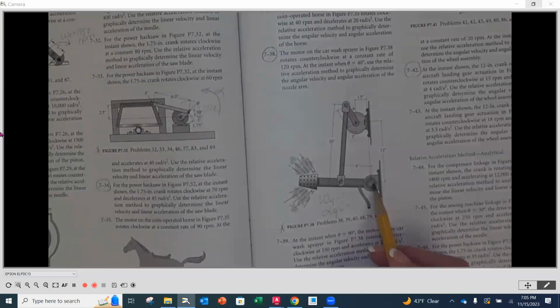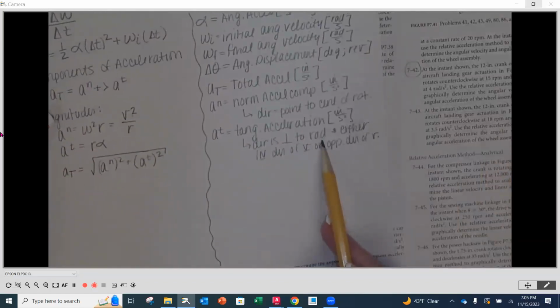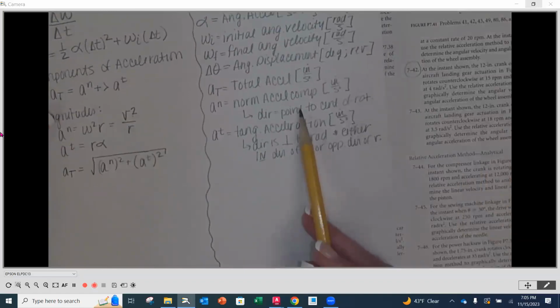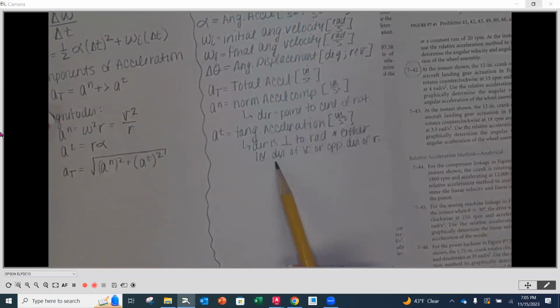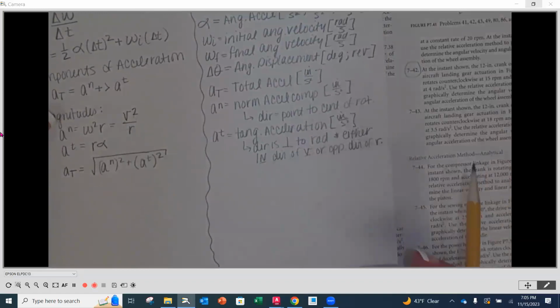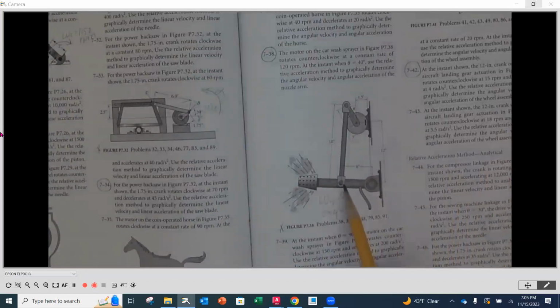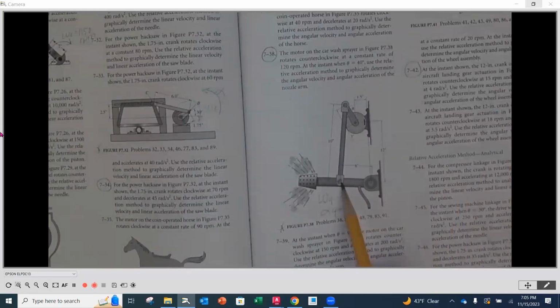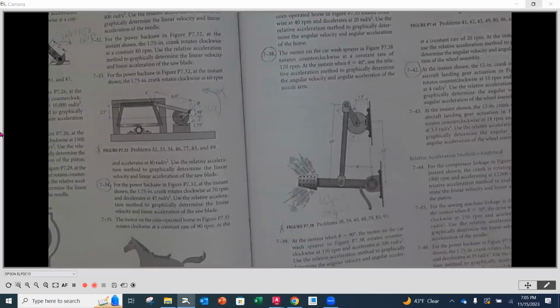Now the tangential is going to be perpendicular to that radius, or perpendicular back to the normal. And it's either going to go in the direction of rotation if it's accelerating, or opposite if it's decelerating. We really don't know at this point what it's doing, because when we do our vector diagram, we'll know its line of action is perpendicular, but we don't know which way the arrow is going to go yet. That'll be decided in the vector diagram.